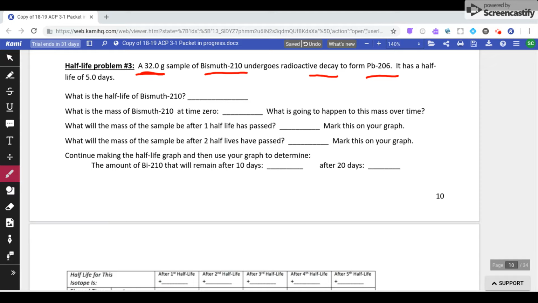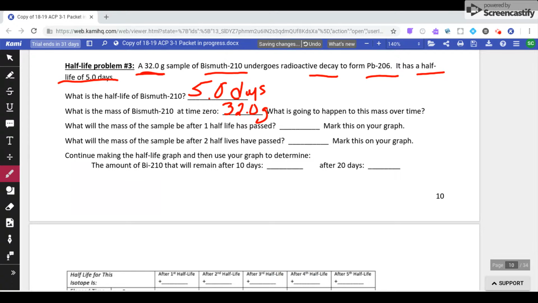How quickly do they decay? How much do we have at different time periods, and so forth. Now, this problem is a little unique because it tells us the half-life is 5 days. So write that in right now. 5 days. We know it's going to take 5 days for that sample to get cut in half.